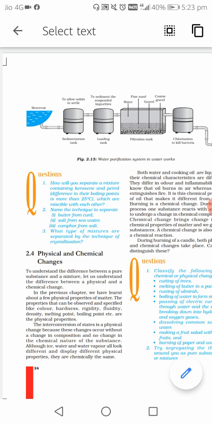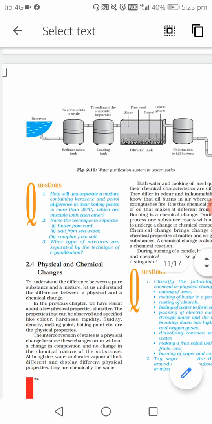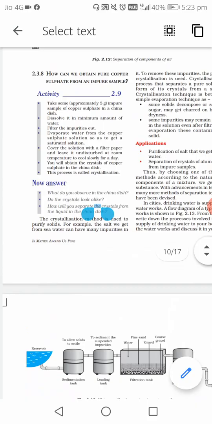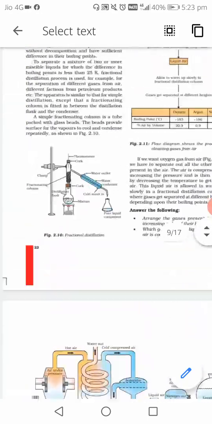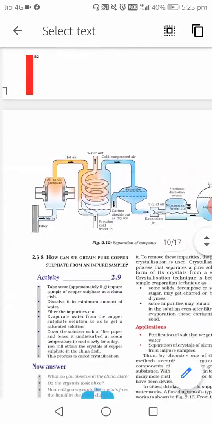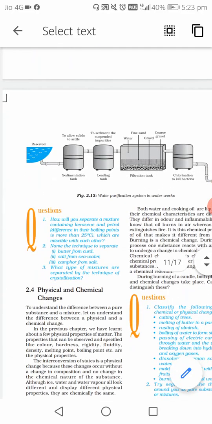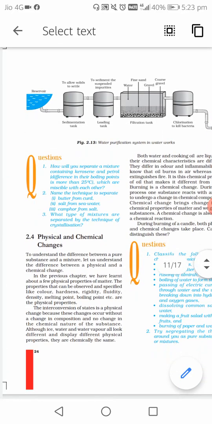Then the next one: what type of mixtures are separated by the technique of crystallization? Okay, for this one, question number, just a second. For question number 3, you can do one thing. Try to find out the answer to question number 3, and if you cannot, in that case I will discuss this one. Okay, thank you.